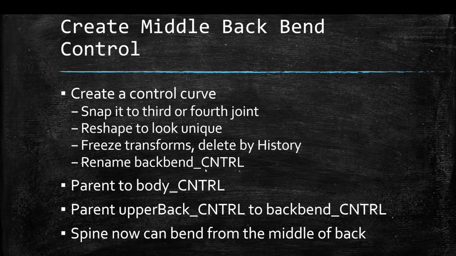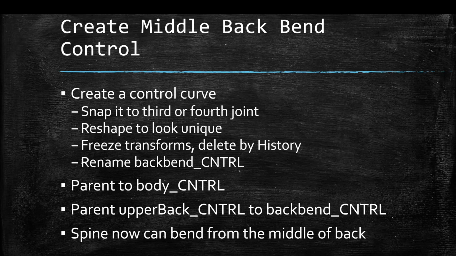All right, now what we have to do is we're going to create one more control object, and this is for the middle back. We're going to create a control curve, snap it to the third or fourth joint, and we're going to put it in the right place. And then we're going to parent to the body control. Okay, let's do this step by step.